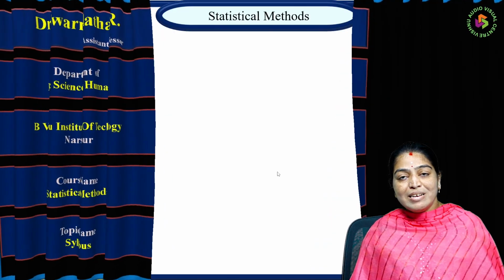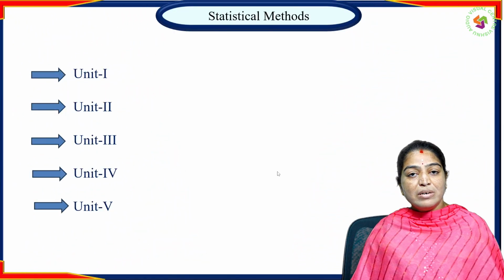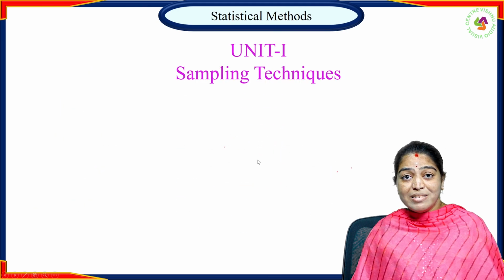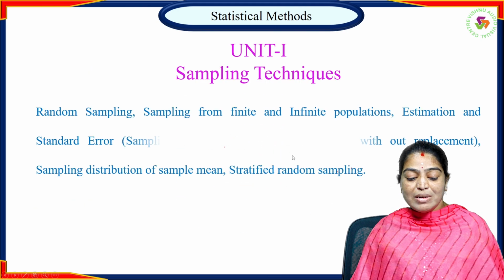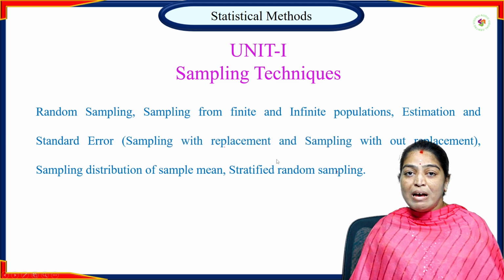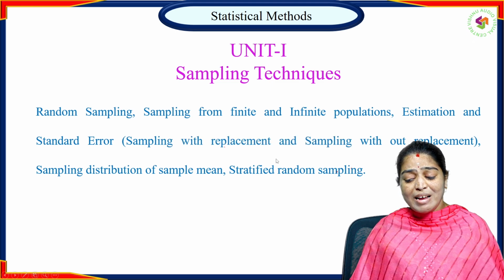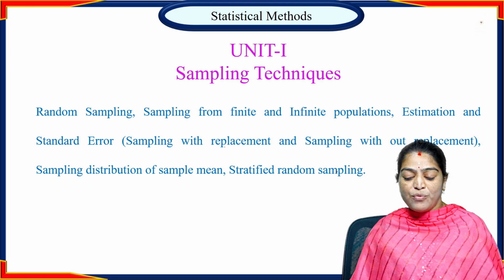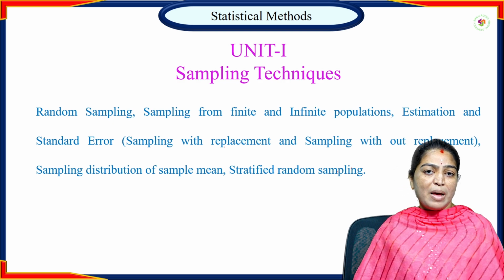The statistical methods paper covers 5 units. Unit 1 contains sampling techniques. Sampling techniques contain random sampling and sampling from finite and infinite populations, estimation and standard error, sampling distribution of mean, and stratified random sampling.